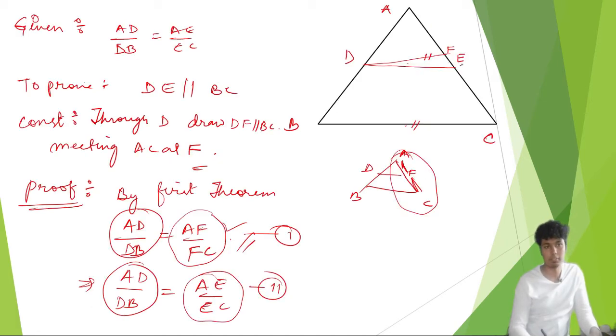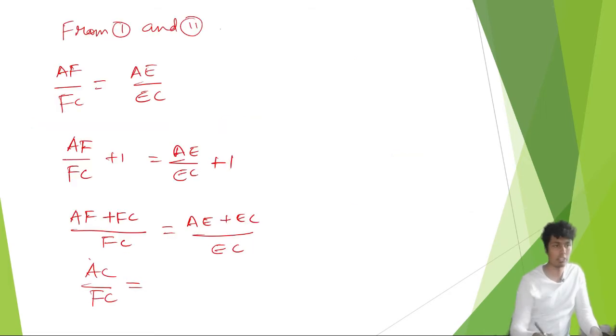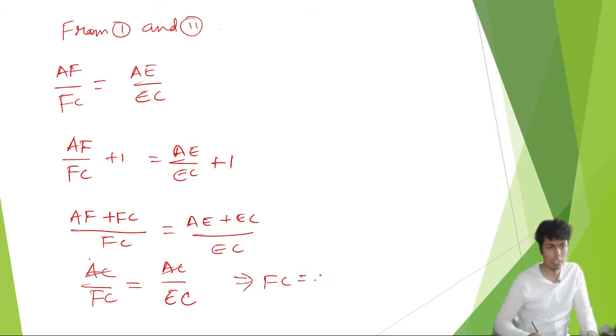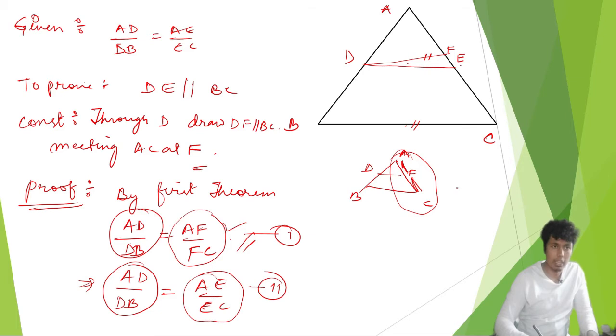AE plus EC, this one AE plus EC, same thing, it is also AC, AC by EC. I hope it is clear to you. Okay, now AC can be cancelled, you do the reciprocal, you get FC is equal to EC. Now we know DF is parallel. We have drawn already by construction DF is parallel. Okay, now we need to prove DE is also parallel.